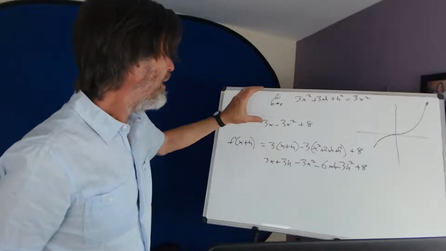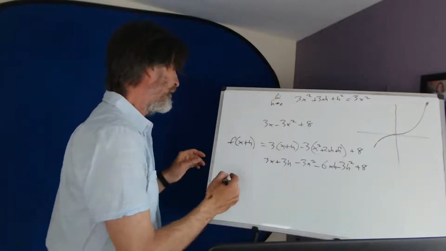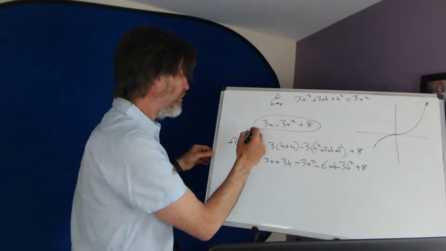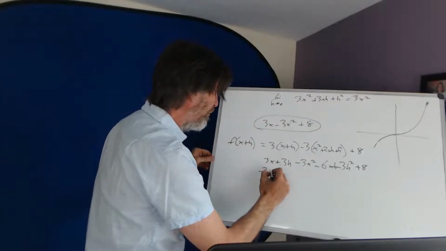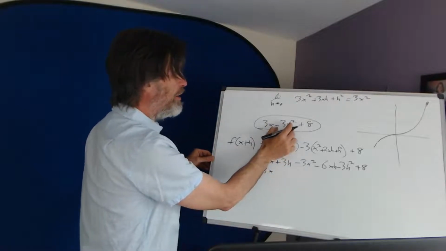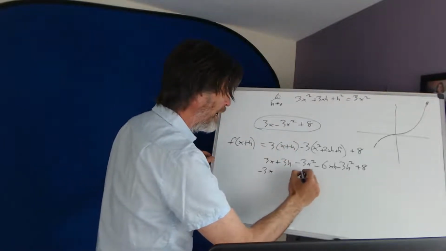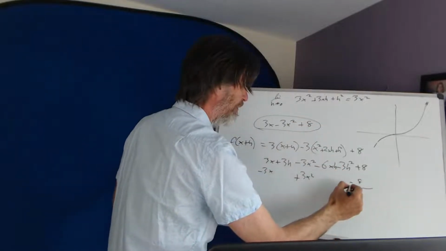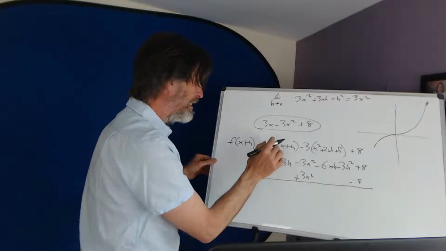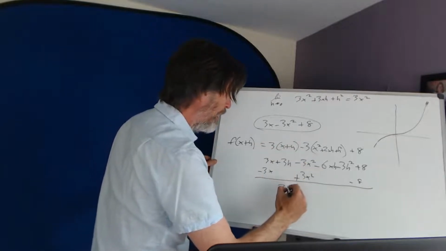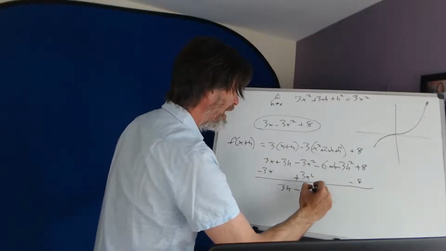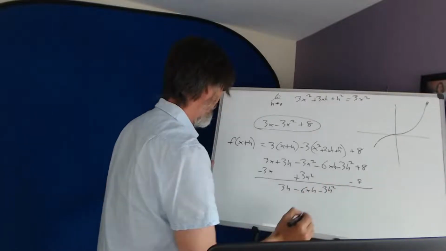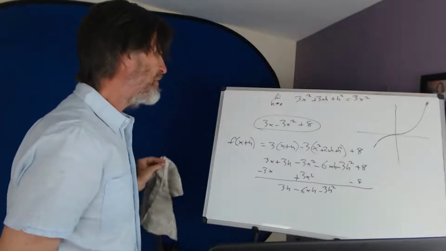Now what we have to do after that is subtract the original from it. So we're going to subtract off. Now when I subtract this, I'm going to add the opposite terms. So I'm going to subtract off a 3x. I'm going to subtract off a negative 3x squared. I'm going to add a 3x squared. I'm going to subtract off an 8. And if I do that, what's left over is the second step. 3h minus 6xh minus 3h squared. So now I have the second step done.